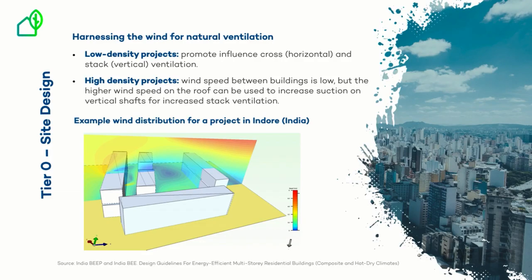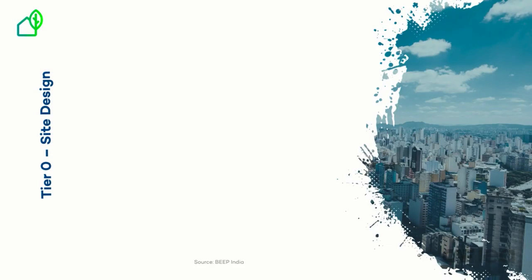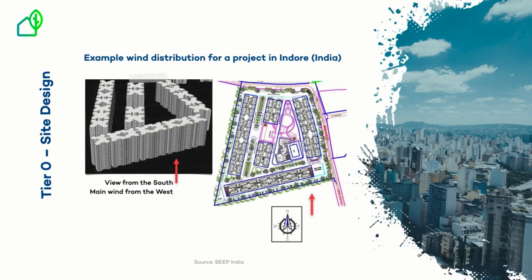However, the higher up in a building you go, the higher the wind speed. This high wind speed can be used to create suction over vertical shafts, increasing the stack effect of vertical ventilation. Now let's look at the same building in 3D and from the view of the plan. Notice that the main wind pattern is from west to east, as shown by the blue arrows.